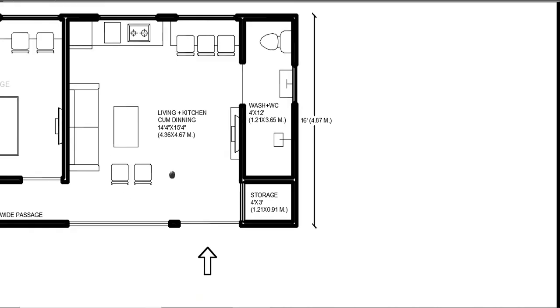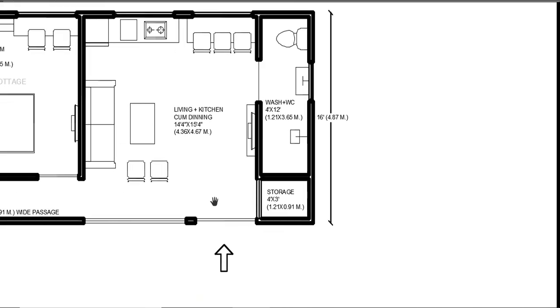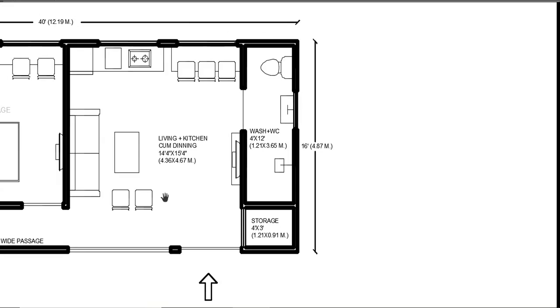If we go on the front side, we have a storage unit here. You can see here the large glass panel for ventilation and light purpose of this area, and on the right side we have a washroom plus water closet for common use. You can see here the wash basin, water closet and the shower area, and we have a ventilator for ventilation of this washroom. After that we'll go on the left side.